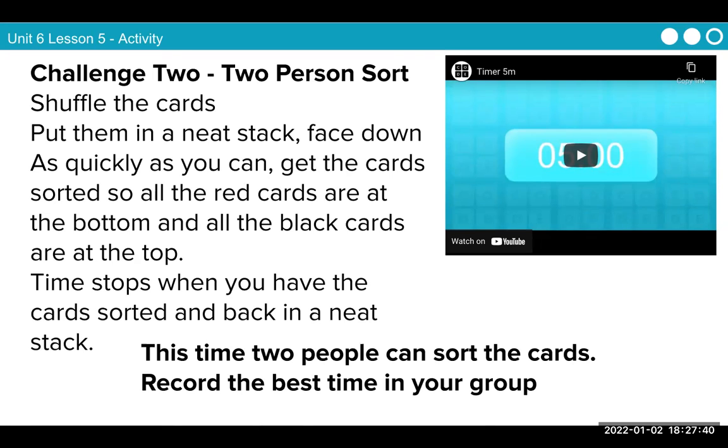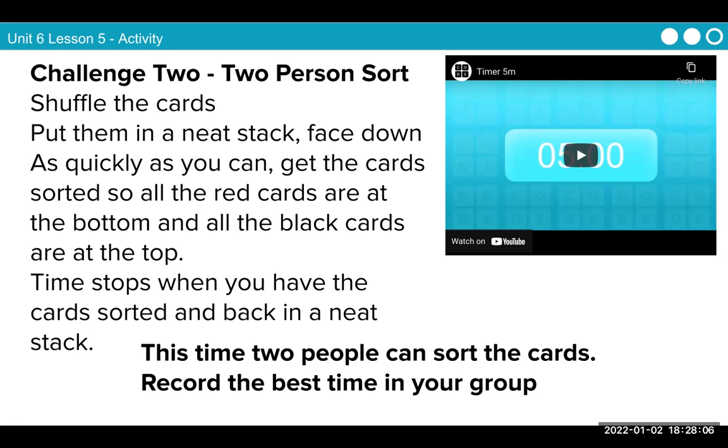Challenge 2, the two-person sort. Shuffle the cards, put them back in a neat stack face down so they're all mixed up. As quickly as you can, get the cards sorted so all the red cards are at the bottom and all the black cards are at the top. Time stops when you have the cards sorted and back in a neat stack. This time, though, 2 people can sort the cards. Record the best time in your group.